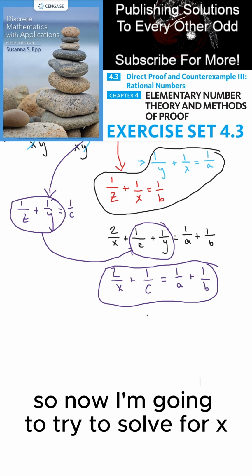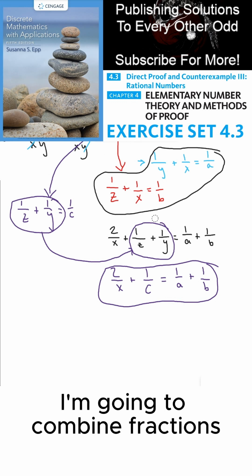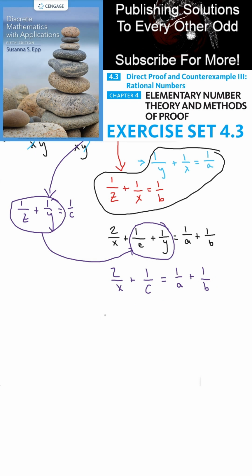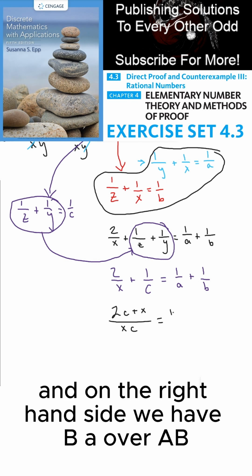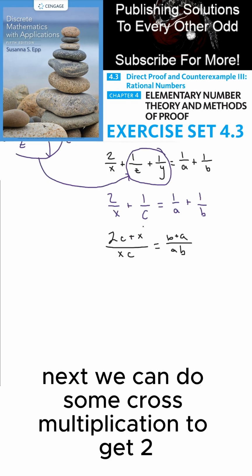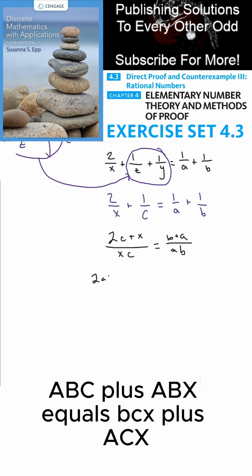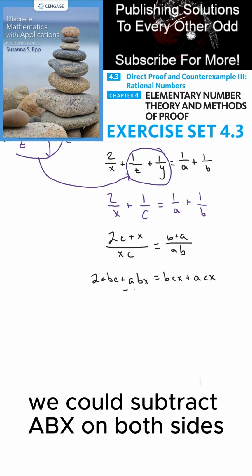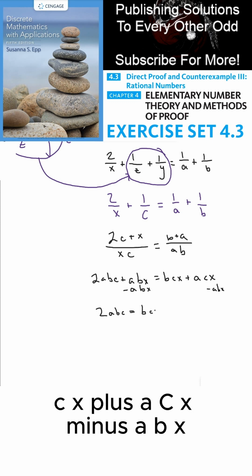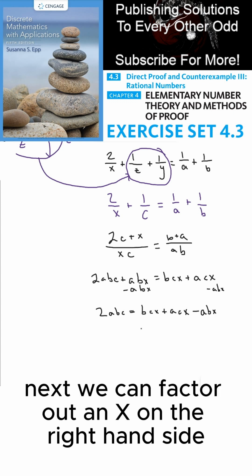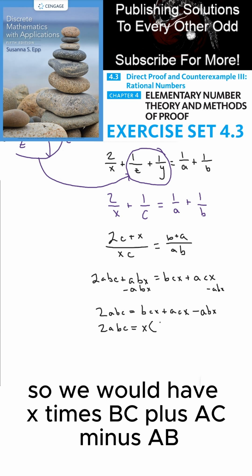So now I'm going to try to solve for x. And the way I'm going to do that is I'm going to combine fractions on both sides of the equation. On the left-hand side, we have 2c plus x all over x times c. And on the right-hand side, we have b plus a over ab. Next, we can do some cross multiplication to get 2abc plus abx equals bcx plus acx. We could subtract abx on both sides to get 2abc equals bcx plus acx minus abx. Next, we can factor out an x on the right-hand side. So we would have x times (bc plus ac minus ab).